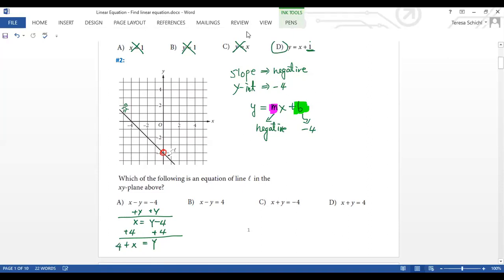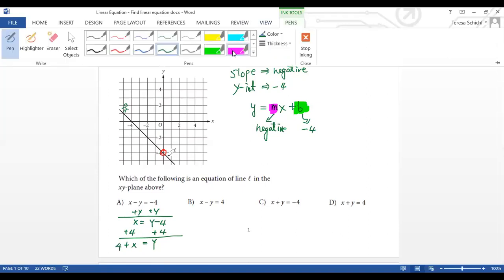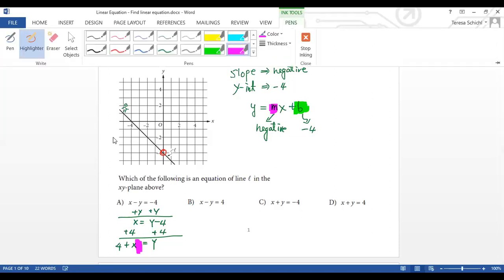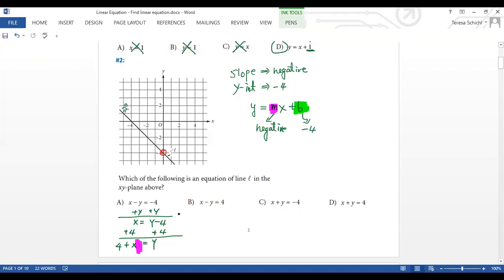So x plus 4, take a look here, right? For this one, the coefficient is 1, so this is a positive slope. So I know this one cannot be the answer. Okay, let's take a look at this one here.